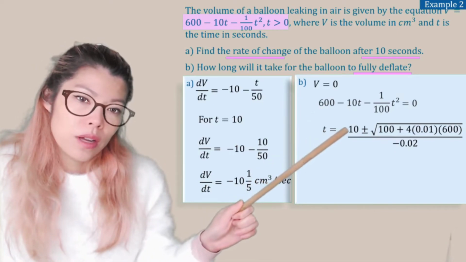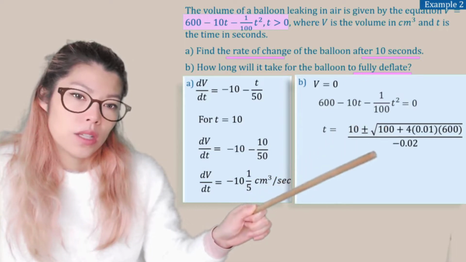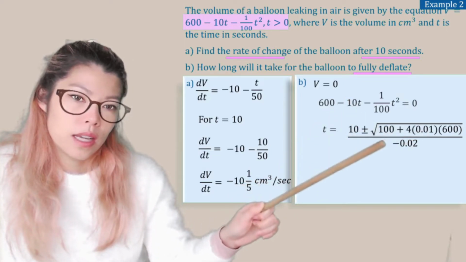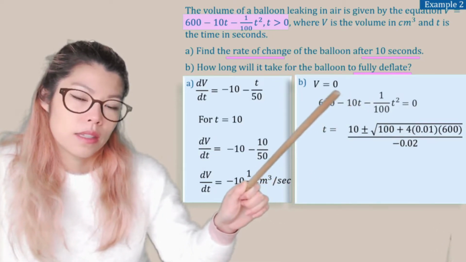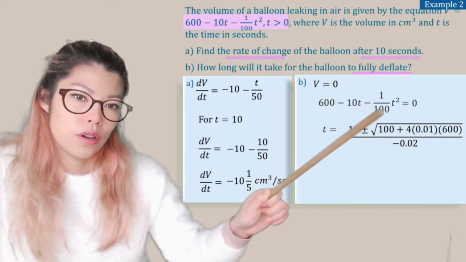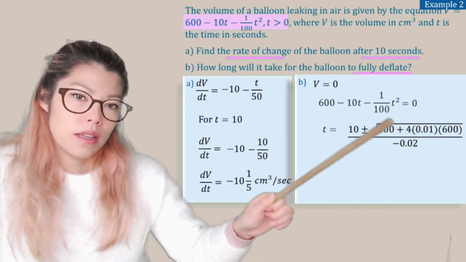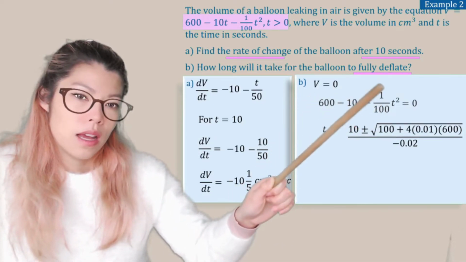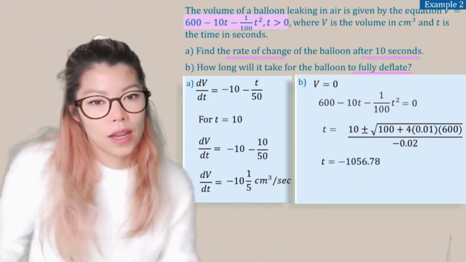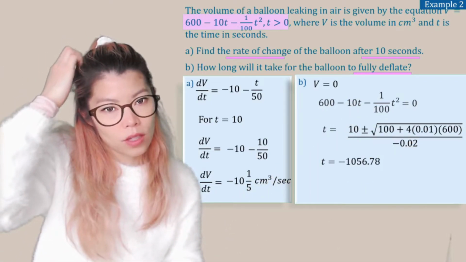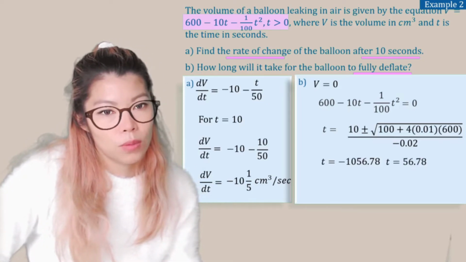So for the quadratic formula, recall that it's minus b, so minus 10 is 10, plus or minus the square root of b squared, so 10 squared is 100, plus 4ac, so a is the value in front of t squared, and c is 600, over 2a, so 2 times 10 and 1 over 100 and 10. And then you obtain that t is equal to minus 1056.74 and t equals 56.78.